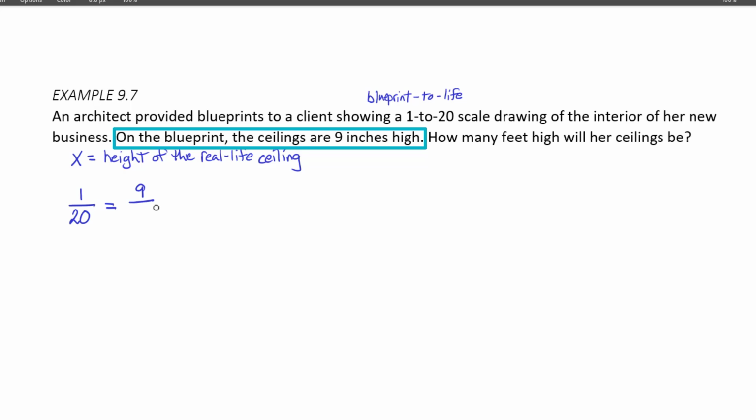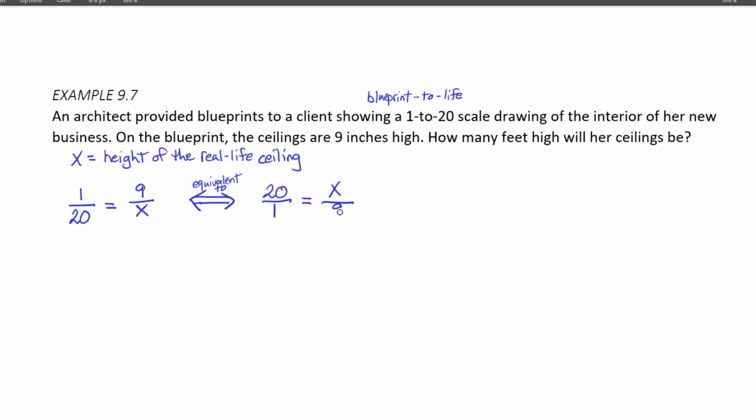In real life, what are they? We don't know. That's X. So you see, an equivalent way that I could have done this, what this arrow means is equivalent, is to reverse the ratio and say in real life we would get 20 for every 1 on the blueprint. So in real life we're going to get how high ceilings for 9 inches. These two math problems will turn out exactly the same.